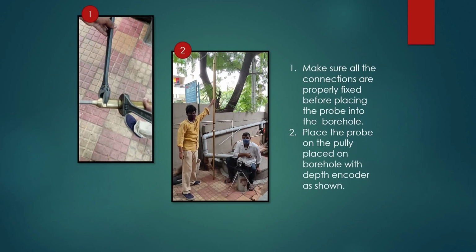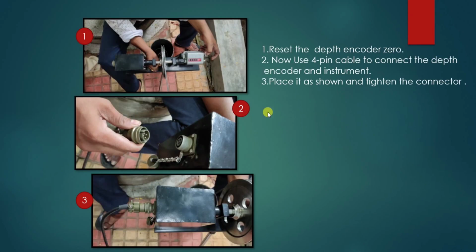And after that, if you see, we have connected the probe to the cable winch, and this is how the total setup will be. So we have kept a depth encoder on the top of the borehole, and from this we need to insert the borehole logger. We are right now testing the caliper log, gamma caliper. So we are connecting it in this way.